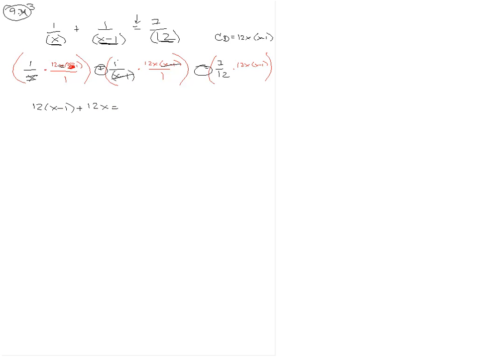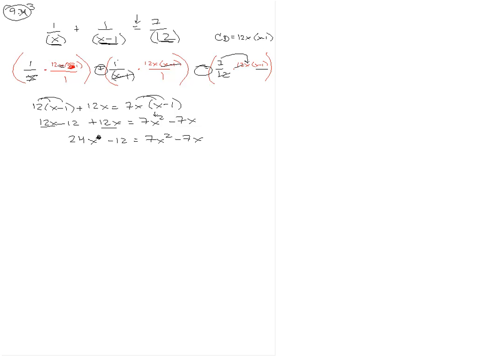equals, here the 12s cancel out. I have 7 times x minus 1. So I have 7x times x minus 1. Now we multiply all this out. So I get 12x minus 12 plus 12x equals 7x squared minus 7x. I have an x squared. Everything on one side, 0 on the other. These two actually can combine. 24x minus 12 equals 7x squared minus 7x.